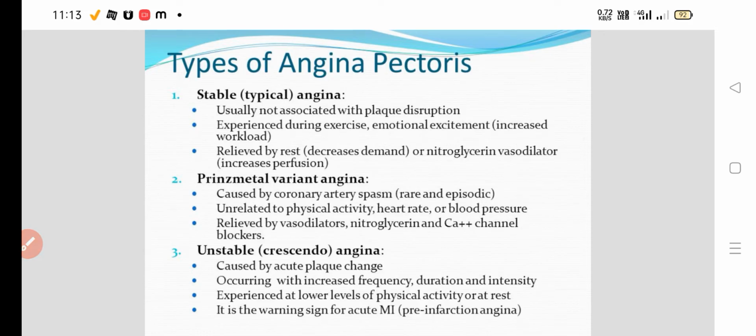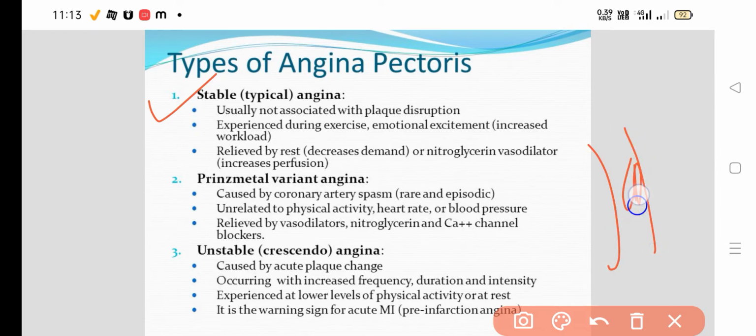Now there are three types of angina pectoris. First is the stable angina or typical angina. Usually it is not associated with plaque disruption. If this is a coronary vessel and somewhere there is a plaque, this plaque is stable at one place. The margin and the surface of the atherosclerotic plaque is smooth. It will not get disrupted.